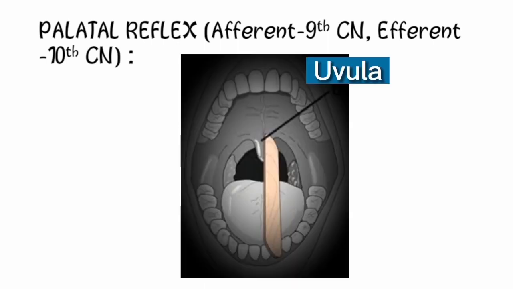Now next is the palatal reflex. Its afferent is carried by the ninth cranial nerve, which is the glossopharyngeal nerve, and the efferent by the 10th cranial nerve, that is the vagus nerve. Now this reflex is elicited by tickling the back of the pharynx with the swab stick, and the response is the reflex contraction of the palatal muscles.